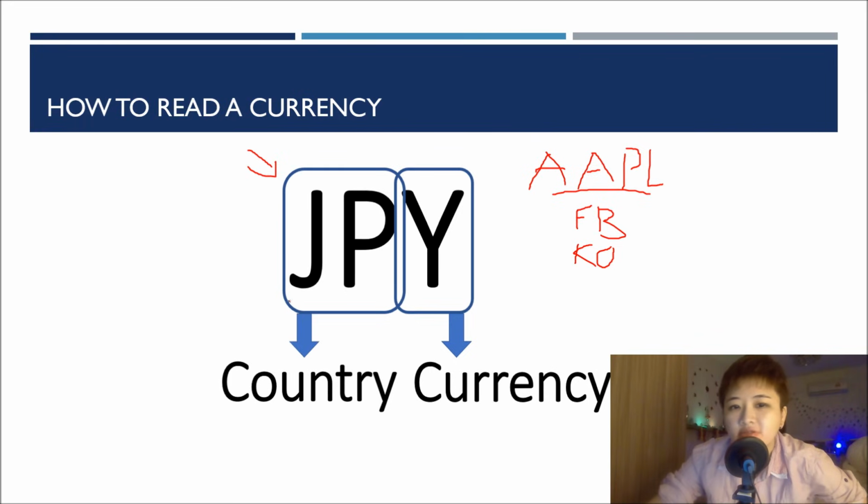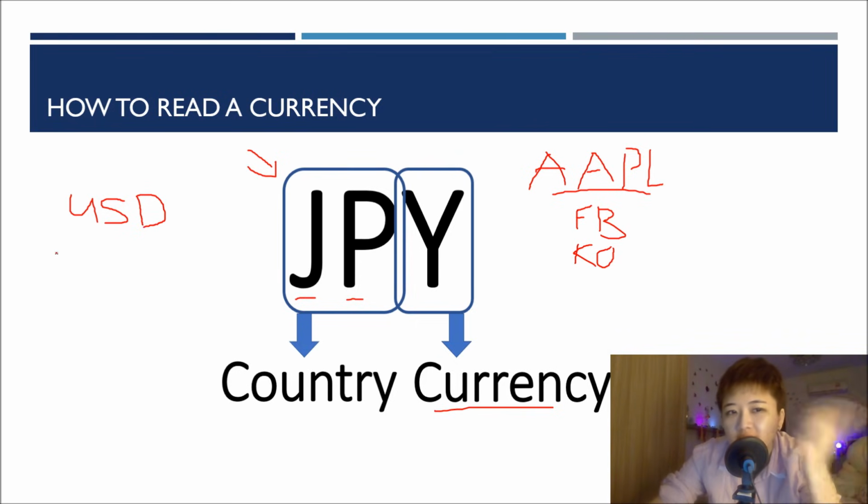Okay? And the first 2 letters actually represent a country. So in this case, the country is Japan. For USD, the first 2 letters are US. It stands for United States, of course. The third letter is the currency, meaning yen. Y stands for yen. Then the third letter for USD is D, which stands for dollar.